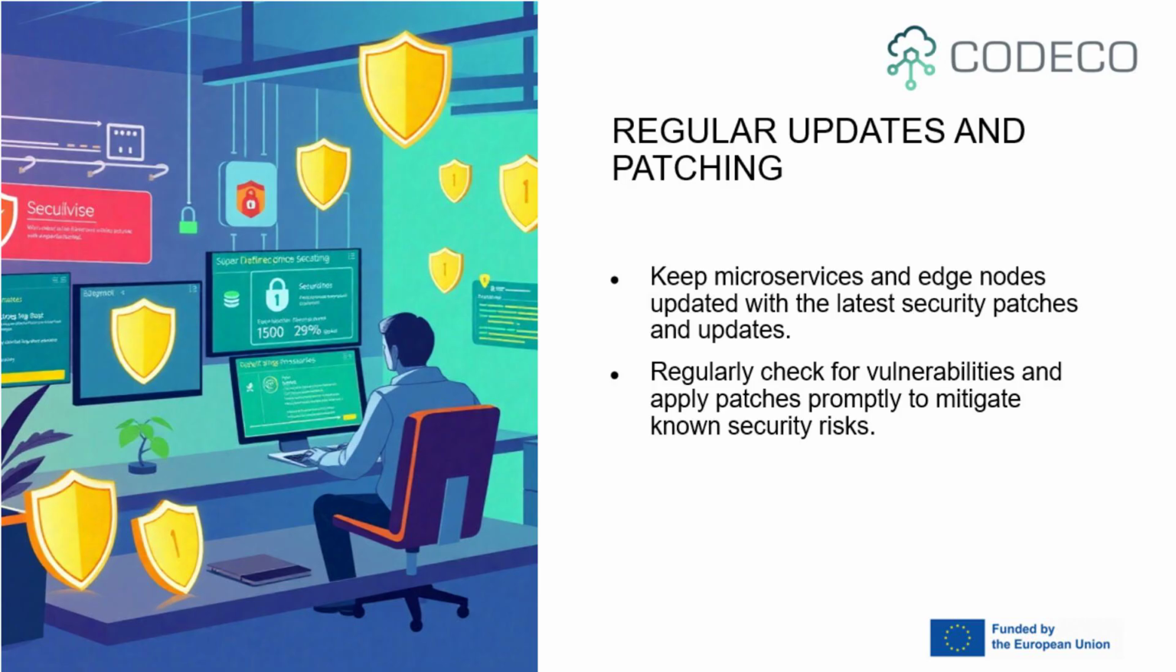Regular updates and patching. Microservices and edge nodes should be kept up to date with the latest security patches and updates. Regularly check for vulnerabilities and apply patches promptly. Outdated software versions may have known security vulnerabilities that can be exploited by attackers. Keeping your microservices ecosystem up to date is critical for maintaining a secure environment.